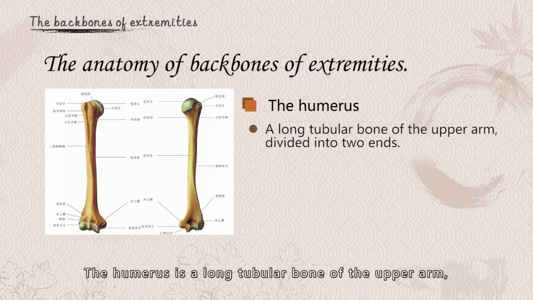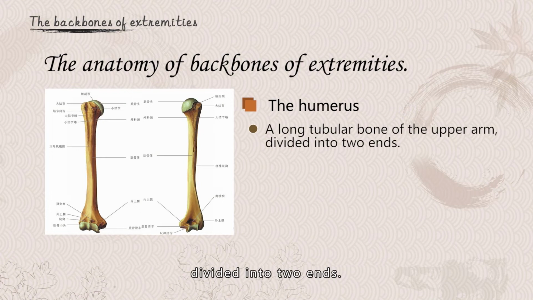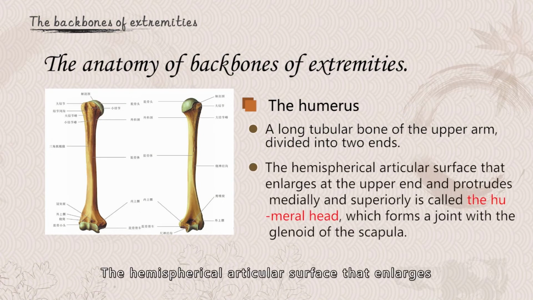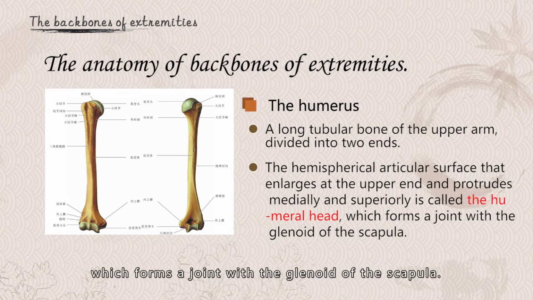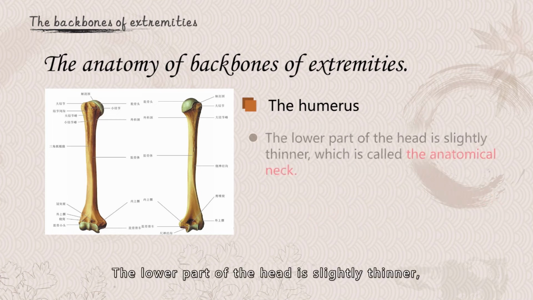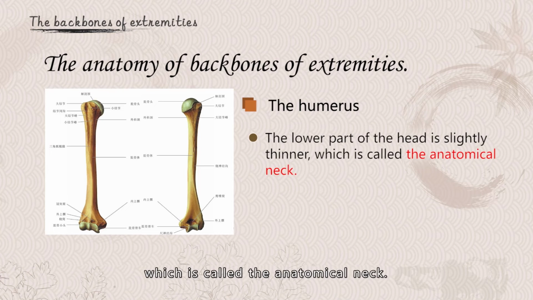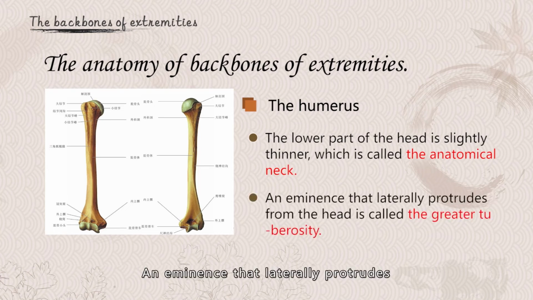The humerus is a long tubular bone of the upper arm, divided into two ends. The hemispherical articular surface that enlarges at the upper end and protrudes medially and superiorly is called the humeral head, which forms a joint with the glenoid of the scapula. The lower part of the head is slightly thinner, which is called the anatomical neck. An eminence that laterally protrudes from the head is called the greater tuberosity.